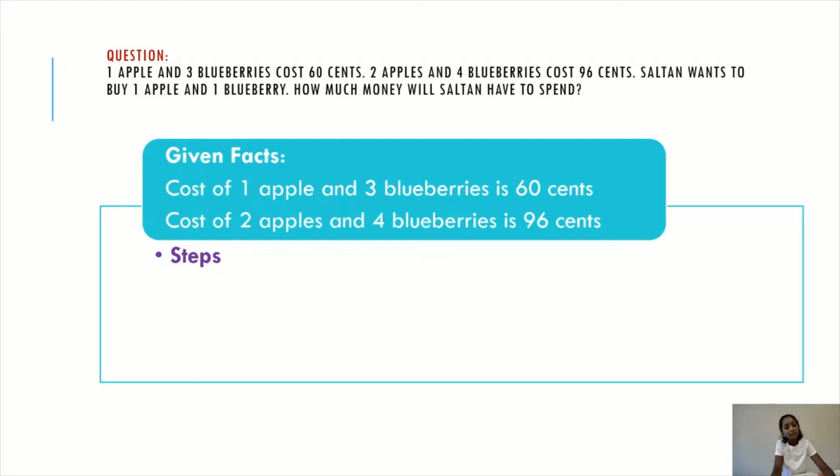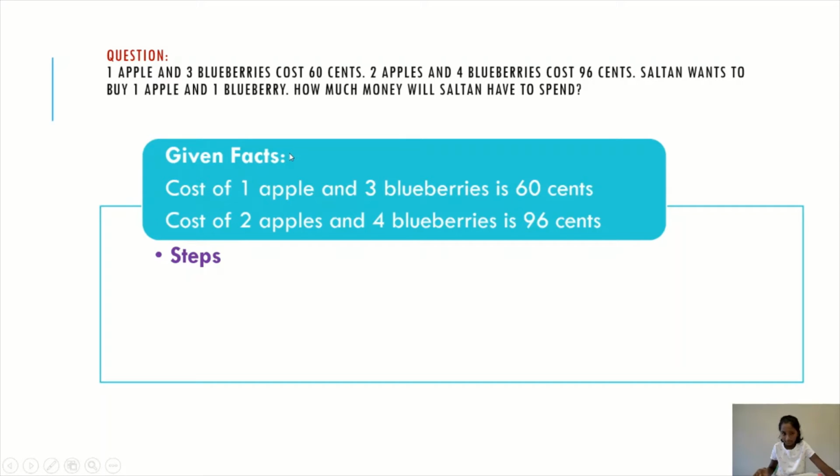Here are our given facts. The cost of 1 apple and 3 blueberries is 60 cents. The cost of 2 apples and 4 blueberries is 96 cents. The first given fact is in the first sentence. 1 apple and 3 blueberries cost 60 cents. And the cost of 2 apples and 4 blueberries is 96 cents is in the second sentence. 2 apples and 4 blueberries cost 96 cents.